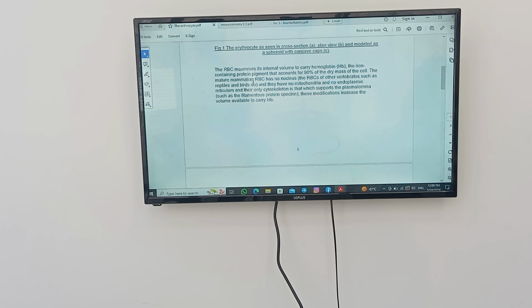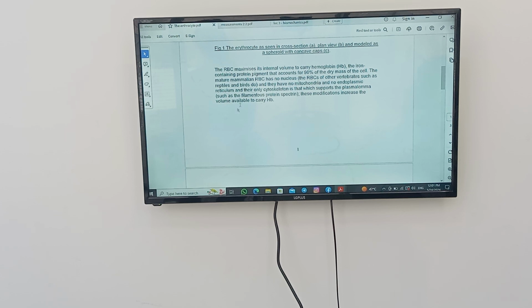The mature mammalian RBC has no nucleus. The RBCs of other vertebrates, such as reptiles and birds, do. Okay? And they have no mitochondria and no endoplasmic reticulum. Their only cytoskeleton supports the plasmalemma, such as a filamentous protein spectrin. These modifications increase the volume available to carry hemoglobin.